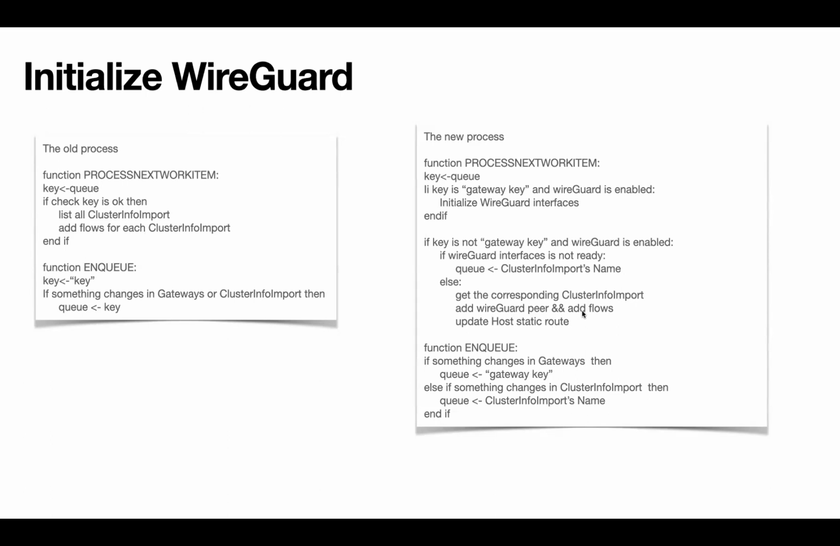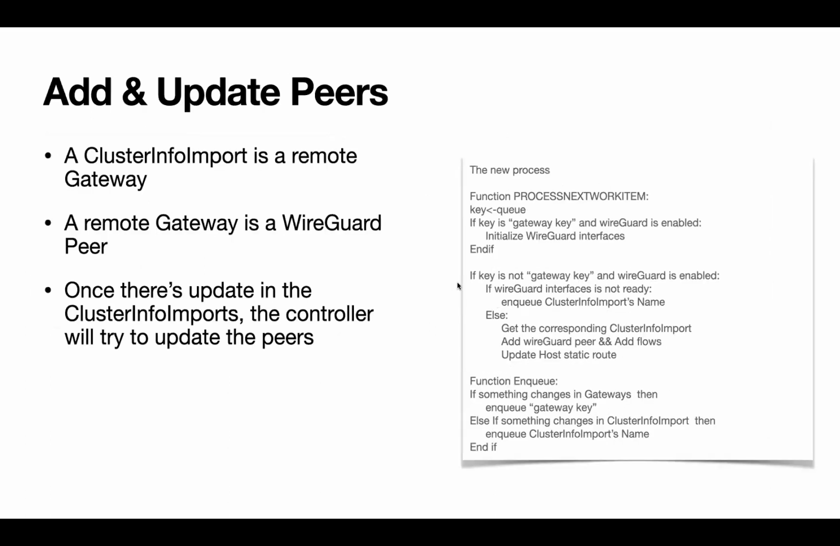In this process, we will add wildcard peers with the help of cluster info import. So there must be some change in cluster info import. We should export our public key, our wildcard port, and other information in this CRD. We will mention this later. The next step is add and update peers, and this one is this step.